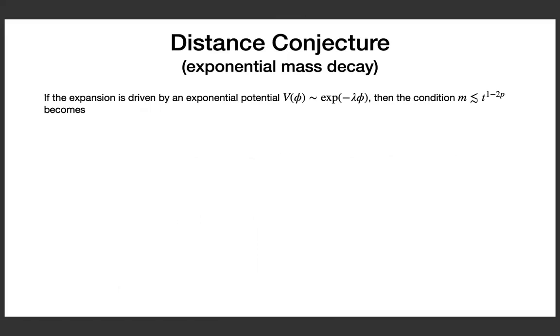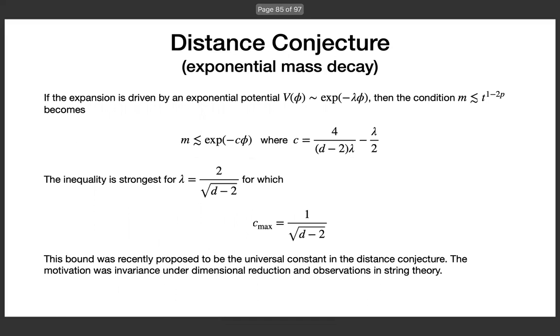Now, for the cases where mass depends on time, you want to see how this is connected to the distance conjecture. I'll just show you the result, that this condition tells you that the mass should decay quickly enough. And if you assume that the mass goes like e to the minus c phi, you'll find that the c that you get from here is related to lambda. For different lambdas, you get different values of c. And the strongest condition that you'll find for all different values of lambda is for lambda at that marginal case of 2 over square root of d minus 2. And for that, the c that you find is 1 over square root of d minus 2. It's very interesting that this is exactly the coefficient that comes up in the sharpened distance conjecture, but it comes from a completely different origin.